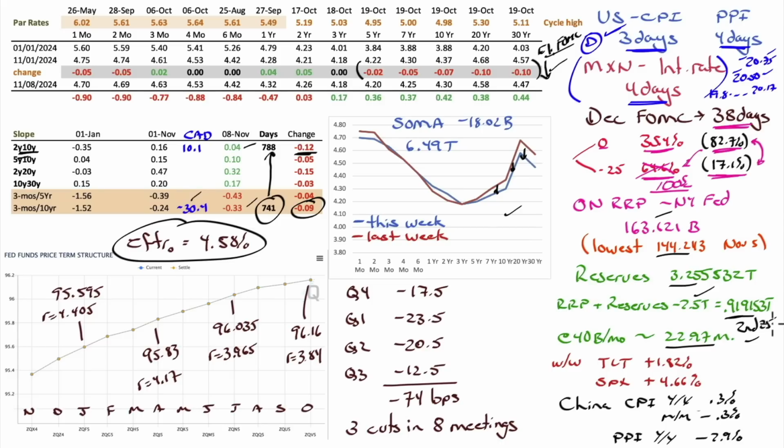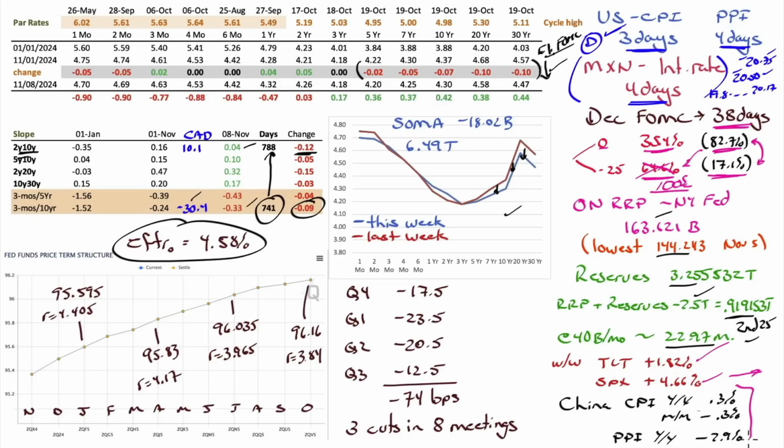They want to slow down into it to make sure that they don't stress anything in the money market. Sorry, I should have said repo market. Stress anything in the repo market. TLT week over week up 1.82. SPX up 4.66. We'll talk about beta on the next screen.